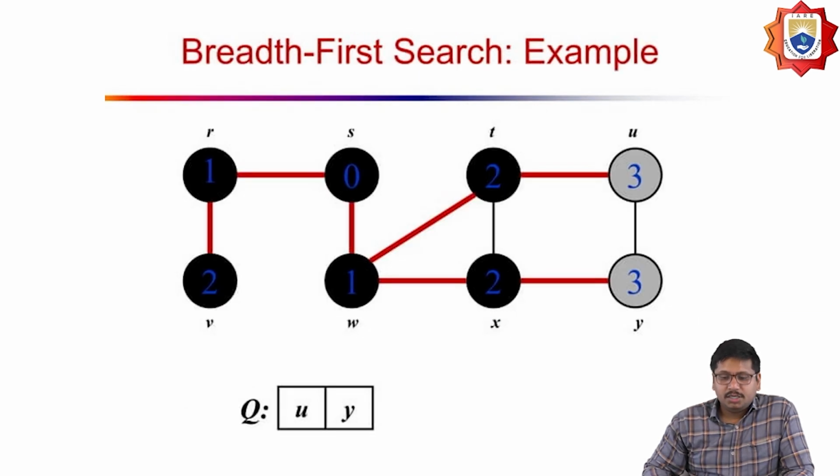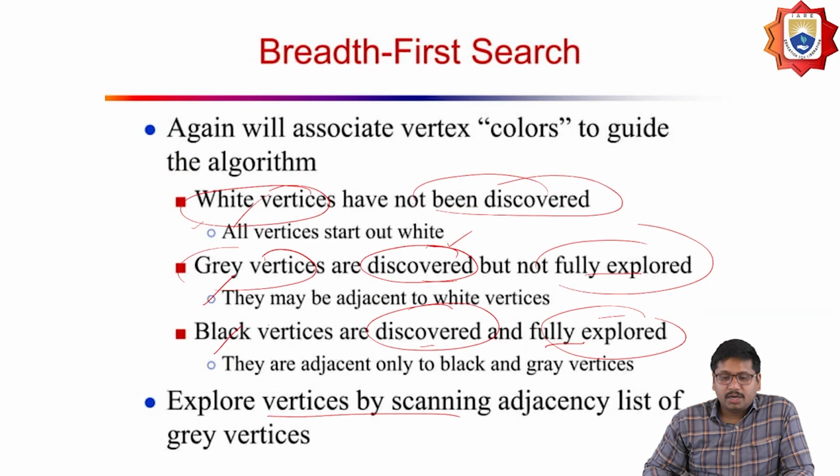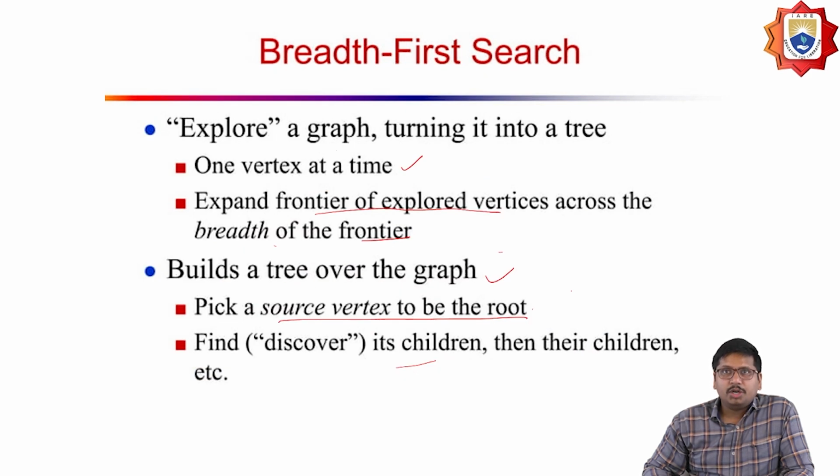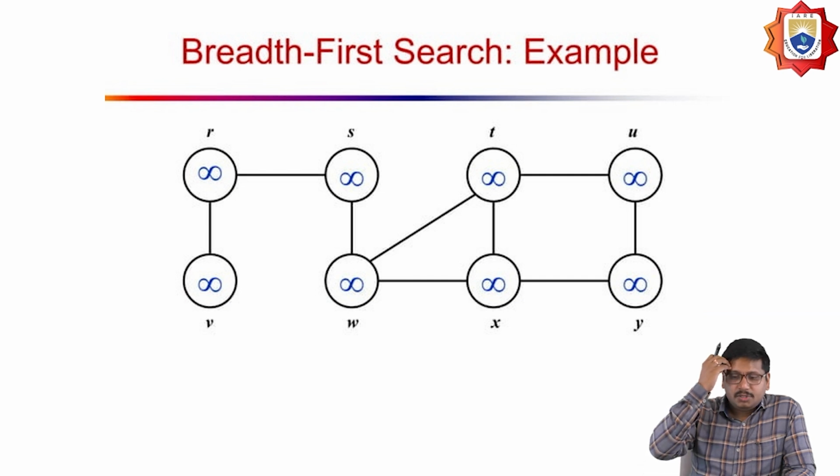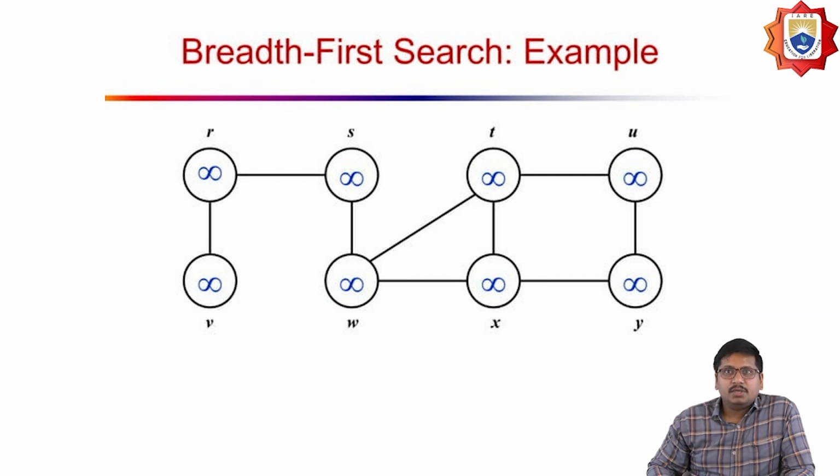breadth first search, right? So once again I'm going to explain this. Breadth first search is nothing but we're going to explore the graph, where the graph is going to be turned into a tree, and we're going to build a tree over the graph and add the source vertex to the tree. Here we're going to consider three types of vertices: white, gray, and black. And from this graph, initially I'm going to mark all the vertices. I'm going to consider this as the source.